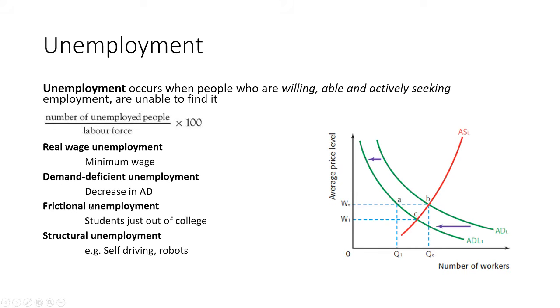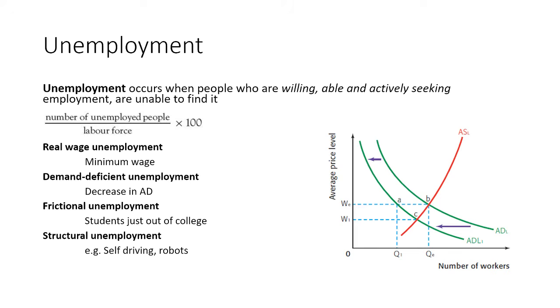Then there's also demand deficient unemployment. For example, if aggregate demand drops, then firms need to decrease their costs to stay afloat, and hence they might lay people off. This is shown here, and then the demand for labor shifts in, which causes unemployment again.